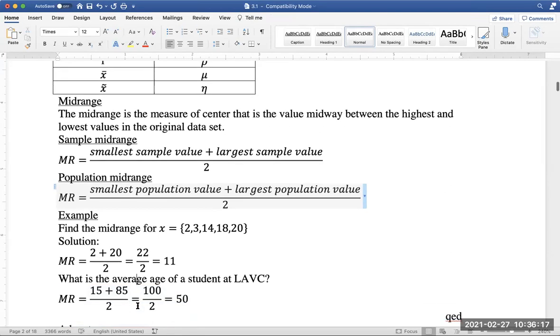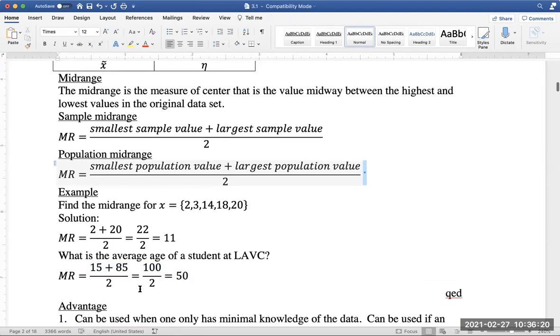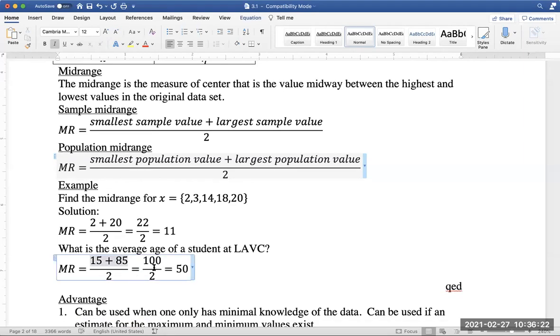So let's just say the youngest person is 15, the oldest is 85. So 100 divided by 2 is 50. That's a little bit high of an estimate. The average student at Valley College is female, Hispanic female, I believe 28 or between 28 and 29. The 28, 29 year old Hispanic female is the average student at Valley College.